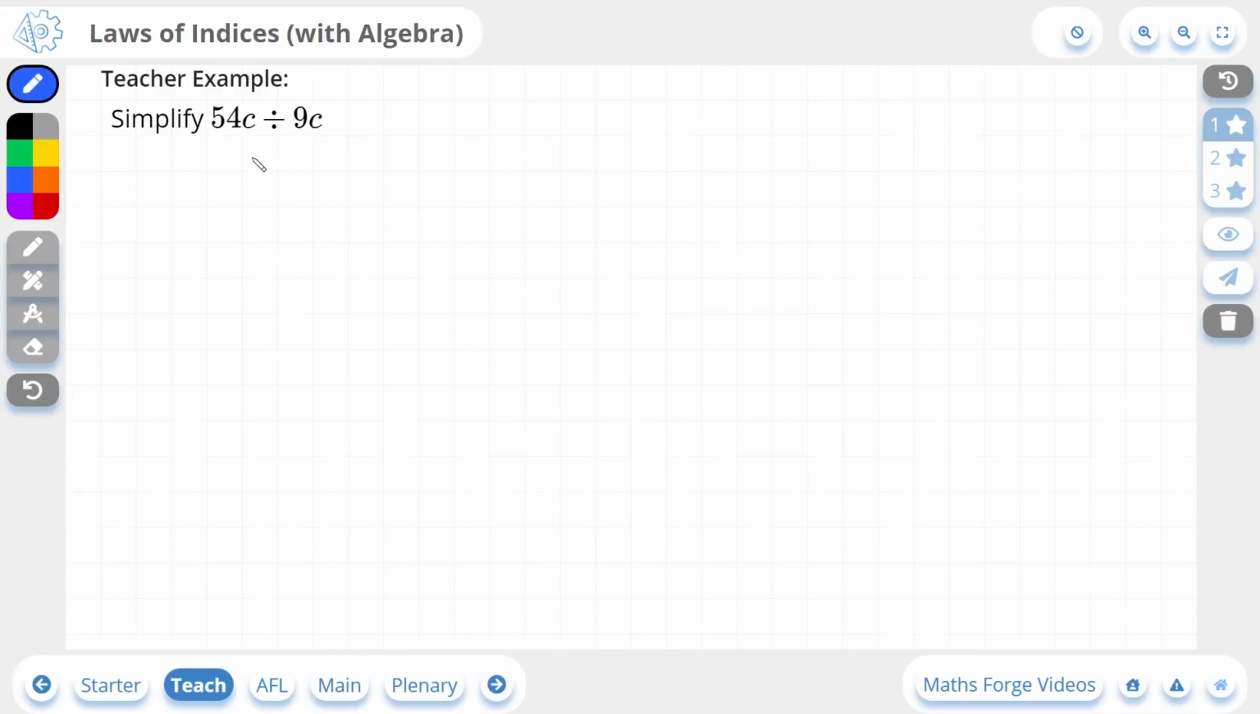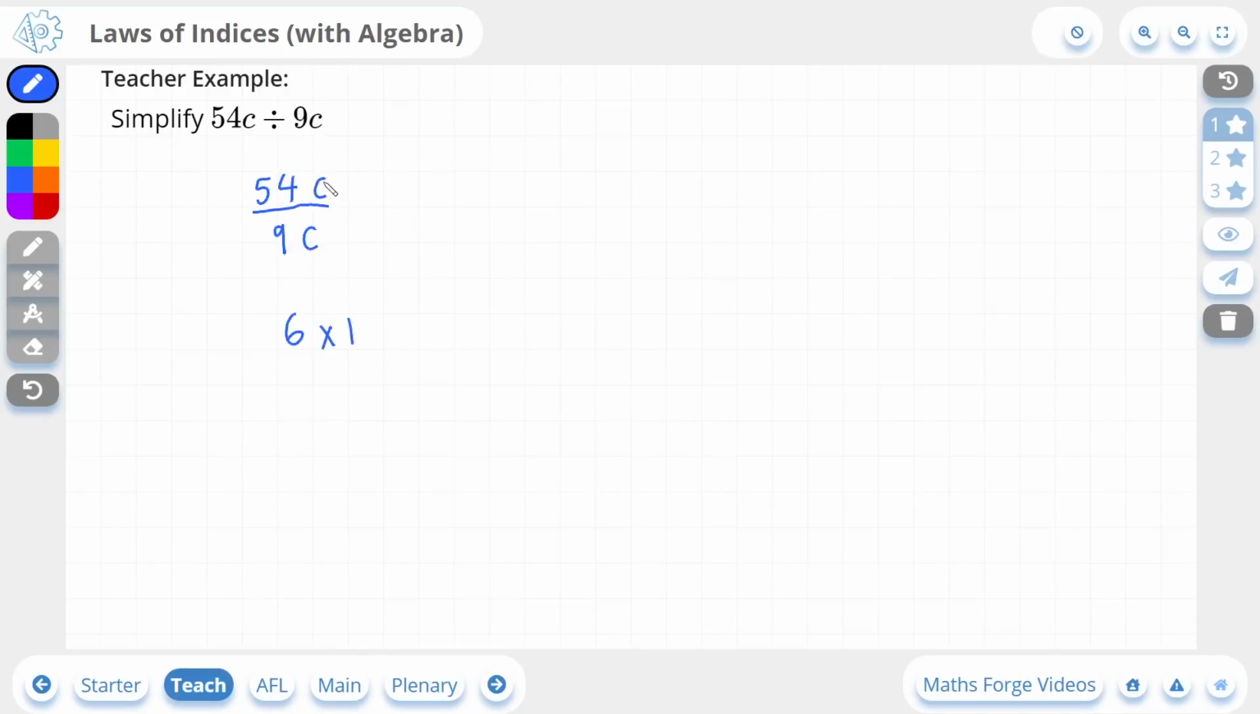Here we're being asked to simplify 54c divided by 9c. So I'm going to put them as a fraction, 54c over 9c. I'm going to do the numbers first. 54 divided by 9 is 6. And c divided by c is just 1. Anything divided by itself is 1. So this is going to be 6 multiplied by 1.